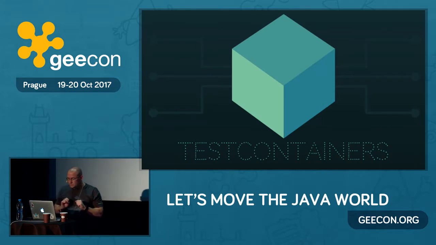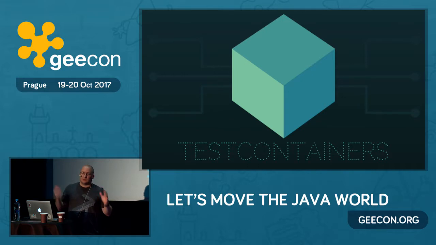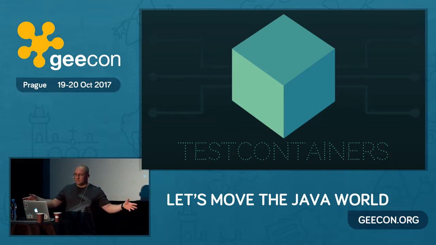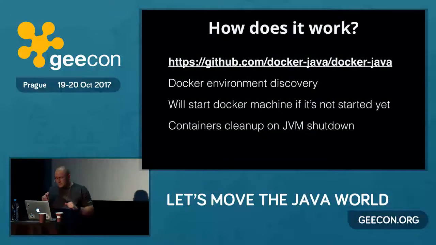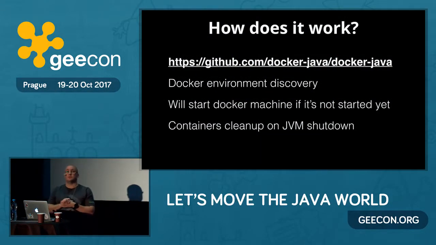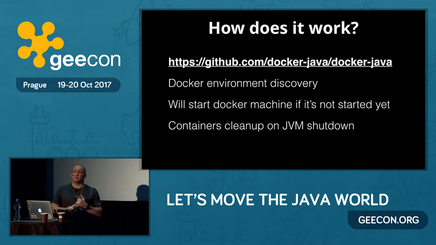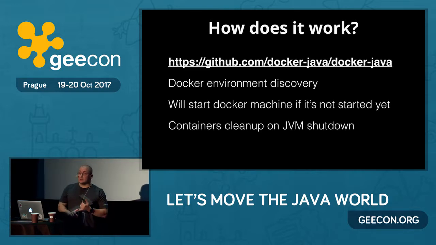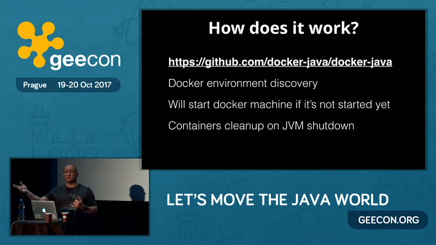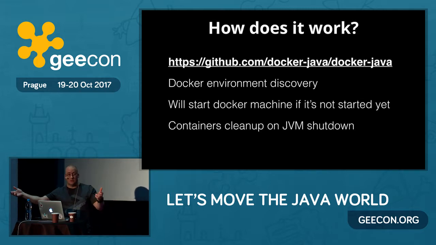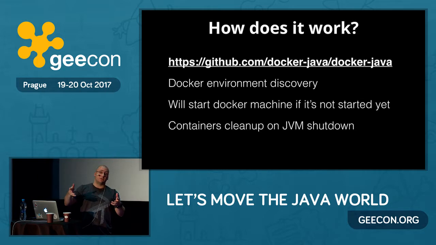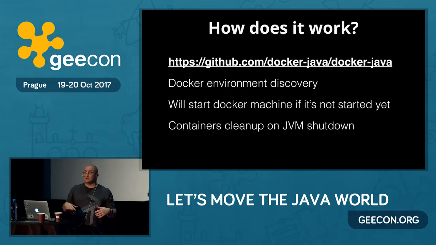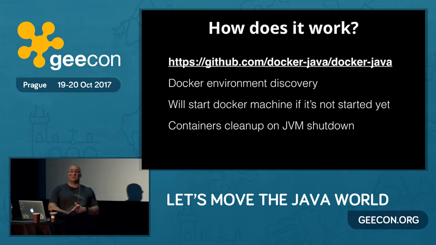So Testcontainers actually provides us the automation to run JUnit tests with external dependencies. And how does it work? It wraps Docker Java, the library, to communicate with the Docker environment, so it can do auto-discovery by searching by those environment variables. So if the Docker machine is not started yet, it will start it up for you, start the container there, and shut it down if needed after the tests are complete.